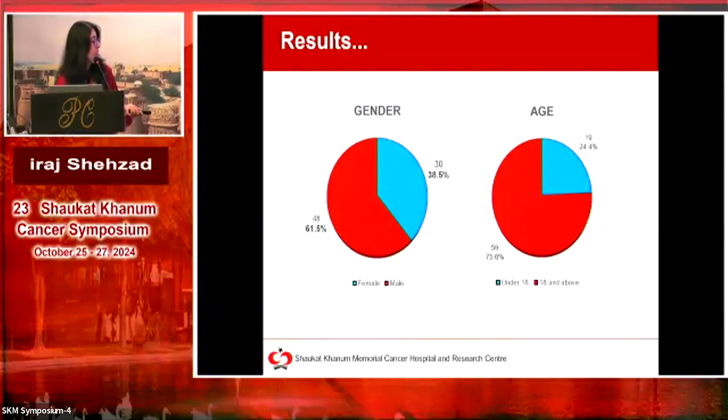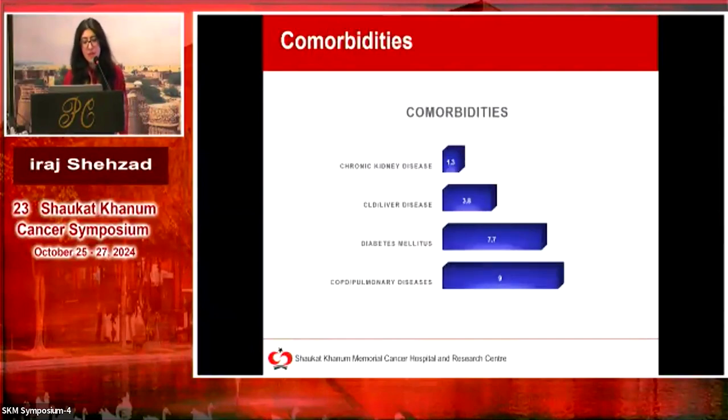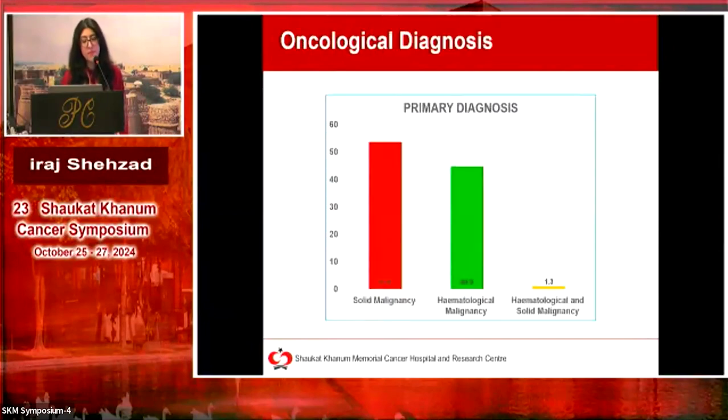Out of these, 2/3 of the patients were male, and most of the patients, more than 59%, were aged 18 and above, that is, the adult population. When we studied the comorbid conditions in these patients, as expected, COPD and pulmonary diseases were most common, in 9% of the patients, followed by diabetes in 7.7% of the patients. 3.8% of the patients had CLD, and only one patient was diagnosed with chronic kidney disease.